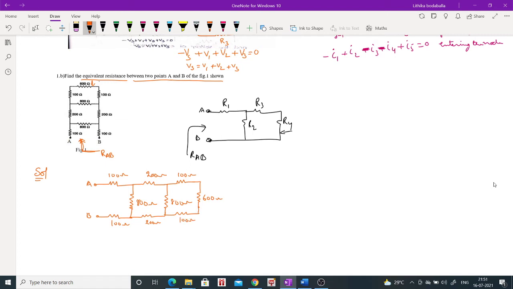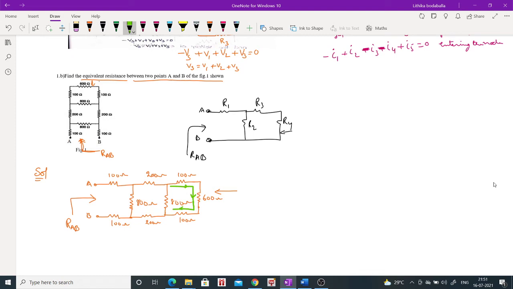So now we want to find RAB across the terminals A and B. So now we have to start solving from this side. If you observe, for example, there is a current I that comes here. Whatever current is coming and flowing through this 100 ohm has to flow like this only, because it has no other path. So it has to flow like this only.